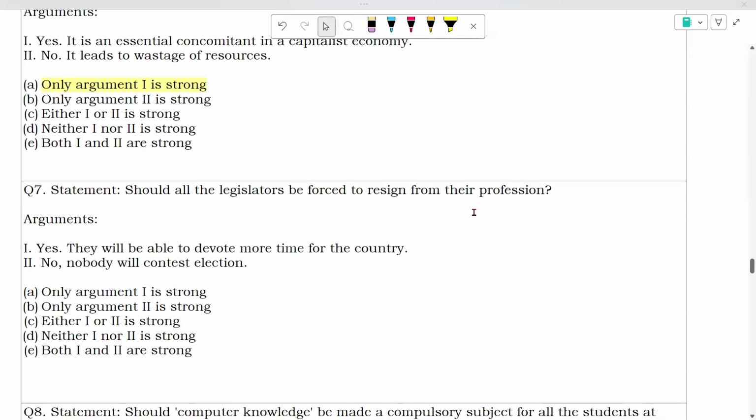Now, should all legislatures be forced to resign from their professions? One of the guys says yes, they will be able to devote more time for the country. Okay. And the other says no, nobody will contest election. Nobody will contest election.